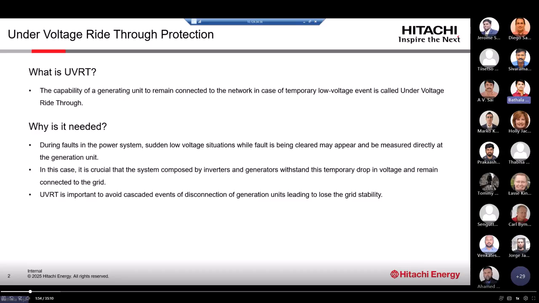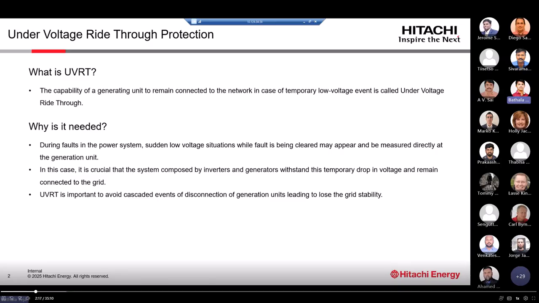So in this kind of situation, where the generating unit is very important and needs to support the grid for a short period of time when there is a short fault, that's why UVRT is important: to stop the protection functions for a short period of time during these kinds of transient conditions.